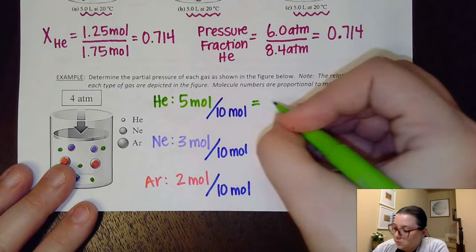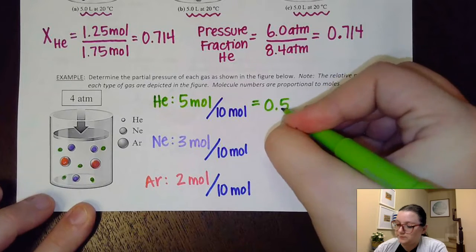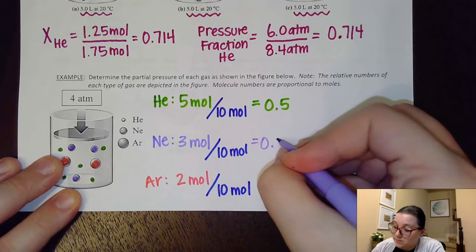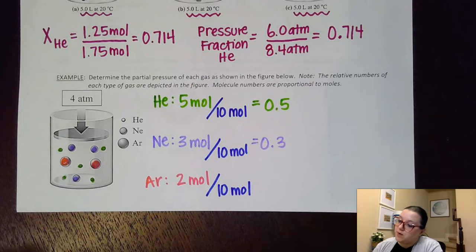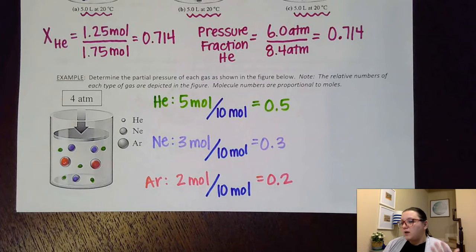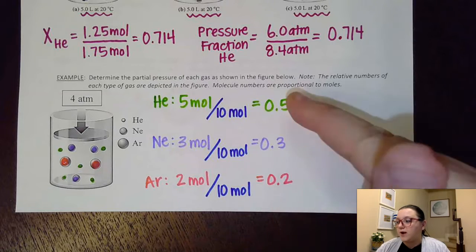So obviously for this, divided by 10 makes it a little bit easier. 5 divided by 10 would be 0.5. 3 divided by 10 would be 0.3. And then 2 divided by 10 would be 0.2. Now, again, divided by 10, those numbers come out really easily. If they don't, you could always plug it in your calculator and get those mole fraction values. So again, these are my mole fractions here.